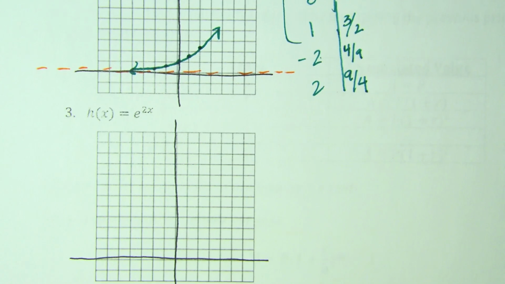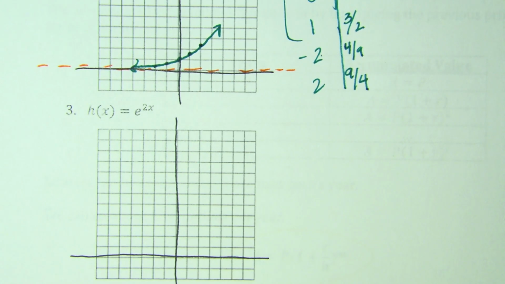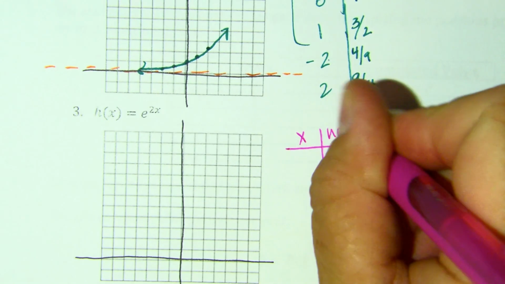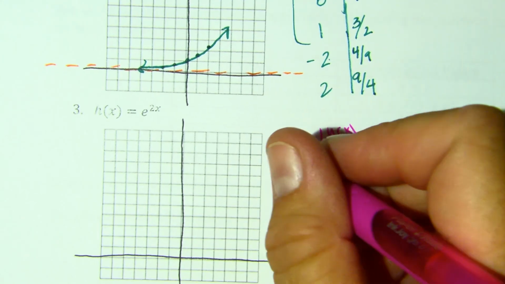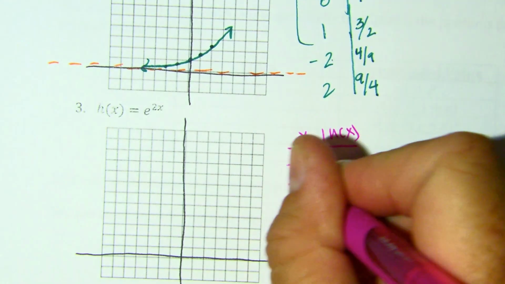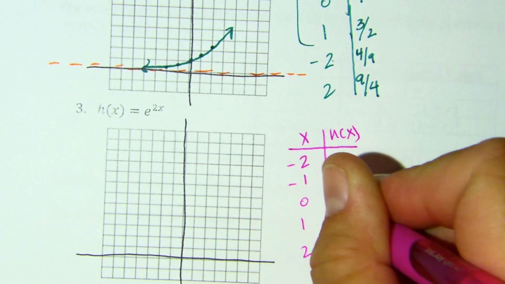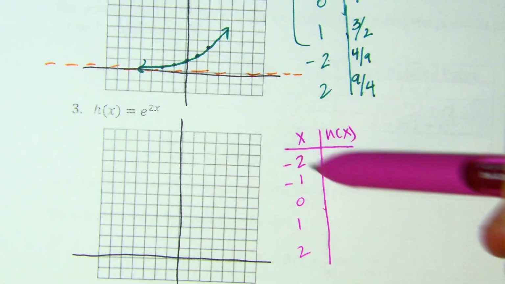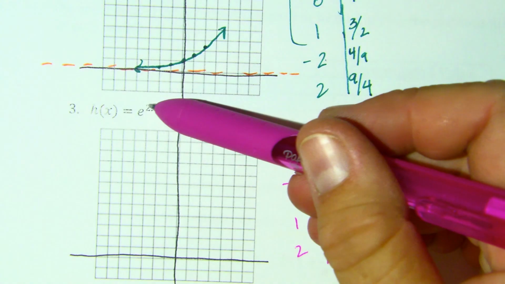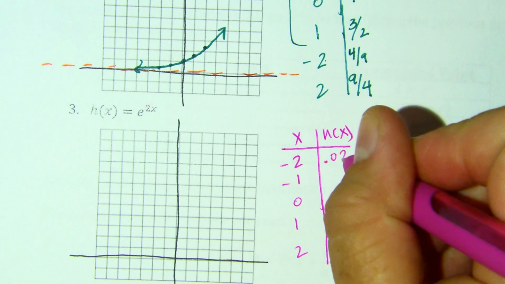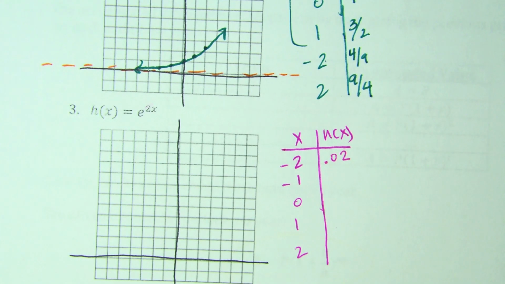Now the next example, we're going to be graphing the natural exponential function. And I'll go ahead and just keep doing 5 points. I might not plot all of them, but I'll at least make a table of 5 points: -2, -1, 0, 1, and 2. And here you're going to want to use a calculator, and you're going to need to get a decimal since e is a decimal. So plugging in -2, -2 times 2 is -4. e^-4 is 0.02. Again, you can plug that in your calculator.